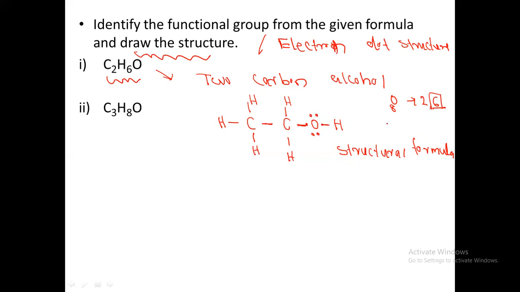A lone pair means the electrons which are not involved in bonding. They are free electrons. They remain in the atomic orbitals of oxygen. So whenever you are drawing any functional group with oxygen, always remember there are 2 lone pairs in oxygen, because you need to represent that in the electron dot structure. So how to draw the electron dot structure?